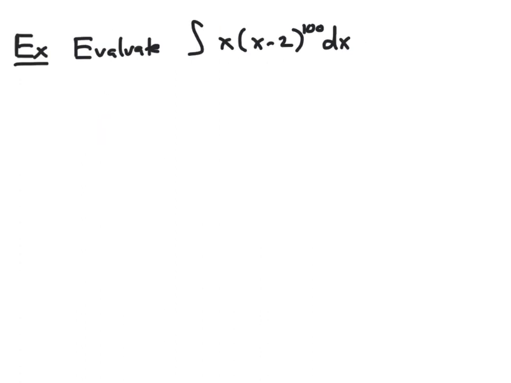In this example, we want to evaluate the integral x times x minus 2 to the 100th power dx. When we look at the integrand of our integral, we notice that we have a composition of functions, the x minus 2 to the 100th power. So by the convention for substitution, we're going to let u be the inside function of that composition, which will be x minus 2. Once we choose u, we know du will be the derivative of that, and the derivative of x minus 2 is simply dx, or 1 times dx.